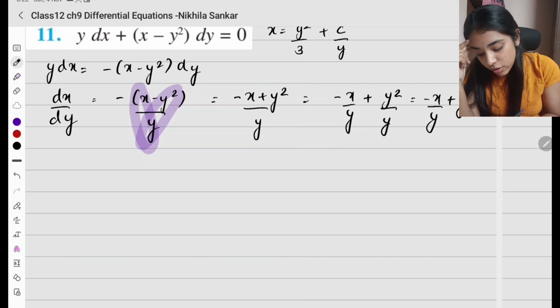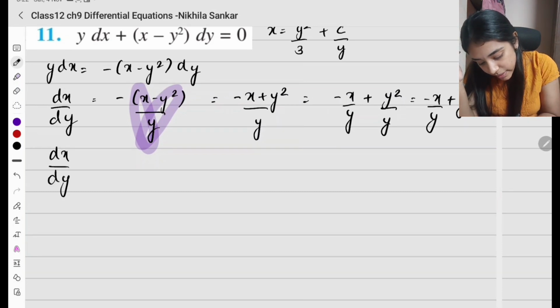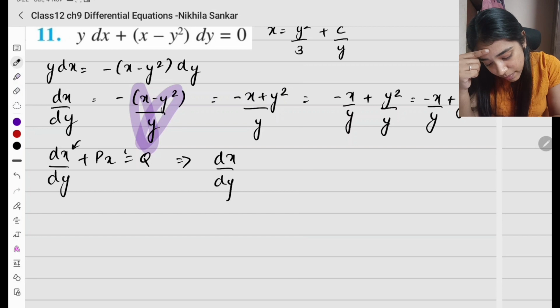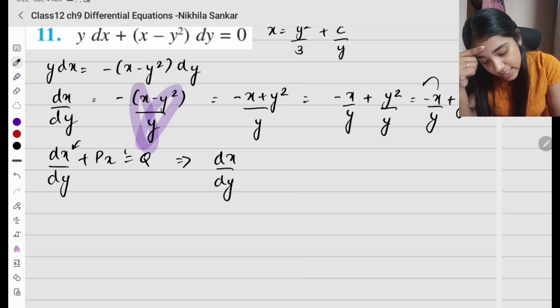Okay, so இது என்ன ஃபார்ம்ல இருக்கணும்? I want dx by dy plus px. இங்க x இருக்கா, அதனால px equals q. இது இந்த ஃபார்ம்ல இருக்கா? So I need to write this like that. So dx by dy. இந்த இடத்துல x இந்த பக்கம் வரணும்.